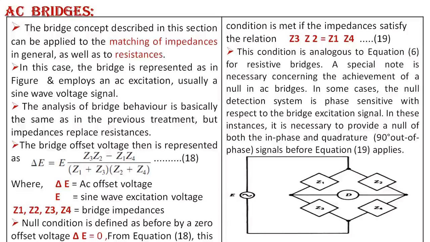A special note is necessary concerning the achievement of a null in AC bridges. In some cases, the null detection system is phase sensitive with respect to the bridge excitation signal. In these instances, it is necessary to provide a null of both the in-phase and quadrature (90 degrees out of phase) signal before equation 19 applies. So the following diagram shows how to implement AC bridges.